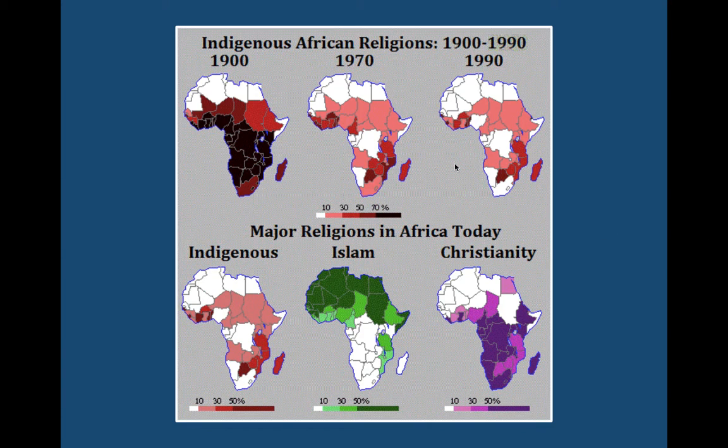So you can see the indigenous religions in 1900 were pretty widespread. Okay, up here, this is mostly Islam, is what's going on in 1900. But then by 1970, they're getting less and less, and by 1990, even less. But you can see the growth of Christianity and Islam as a result. Okay, so those are starting to replace the indigenous populations or indigenous religions.